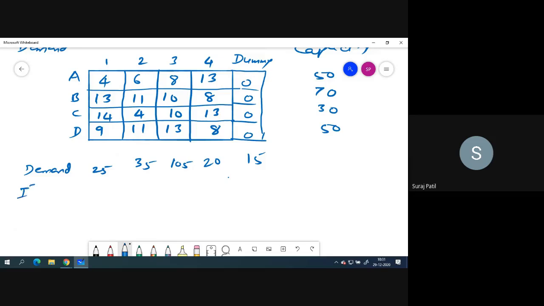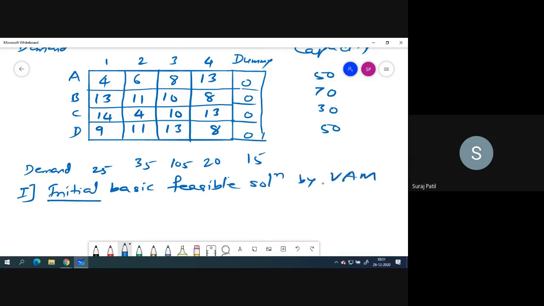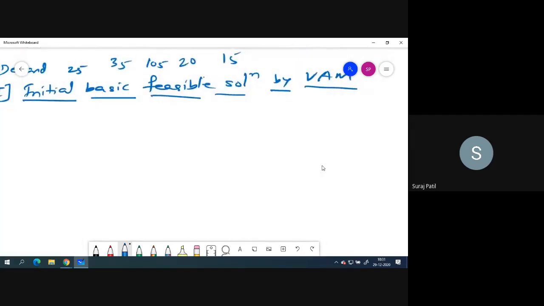So first step, initial basic feasible solution by Vogel's approximation method. If they do not mention it in the exam, you need to assume the method as Vogel's approximation method. I am not going to explain this method here. I'll take the solution directly from the textbook, and then I'll proceed to the optimality of the given solution. Is it okay?